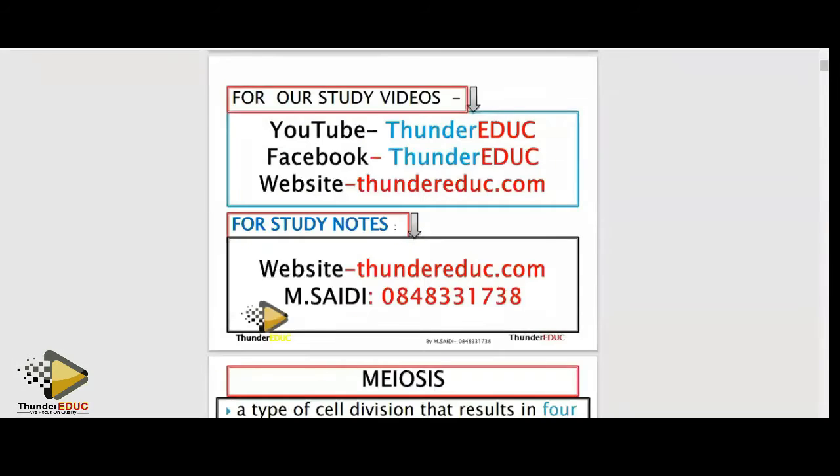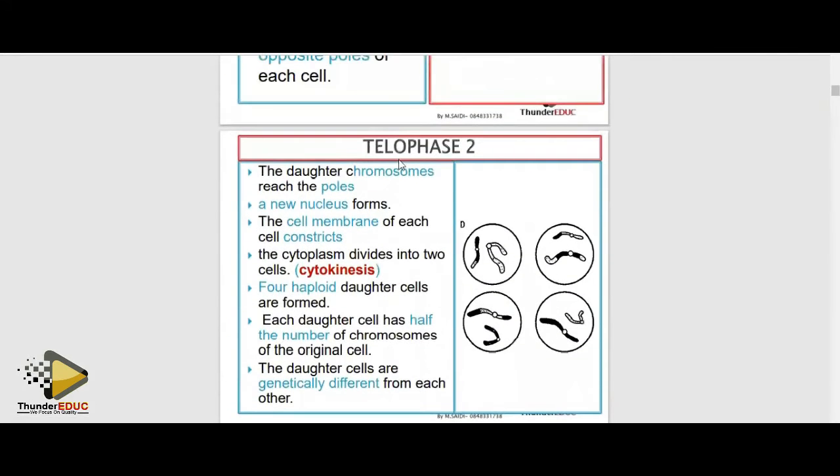We go to our book, and then you go to meiosis. Yes, it's here, telophase. The daughter cell chromosomes reach the pole, a new nucleus forms, and the cell membrane of each cell constricts. The cytoplasm divides into cells, which we call cytokinesis. So the division of the cytoplasm is called cytokinesis. That's how it is answered.